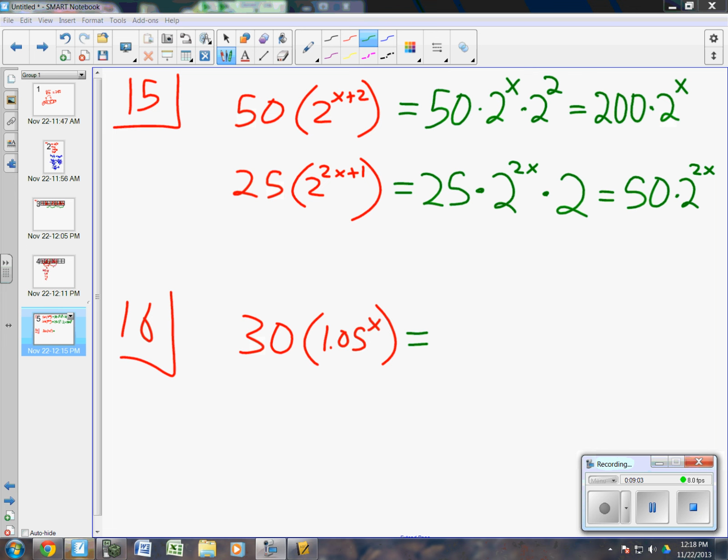That's a good question. Christian asked, can 2 to the 2x be what? It can be 2 times 2 to the x, but we can just write 4 to the x like that. That's a better way to write it. 50 times 4 to the x power, because 2 squared is 4, right? Now, can I multiply 50 times 4 together? No, because I have to follow the order of operations.